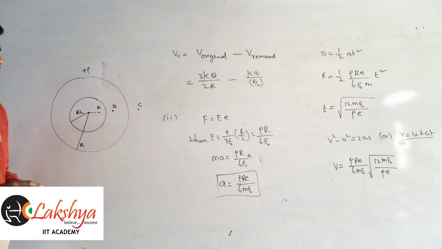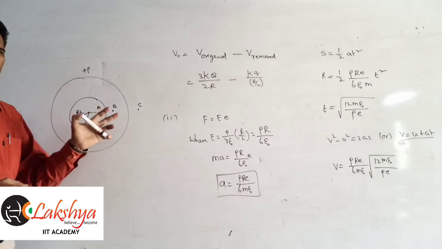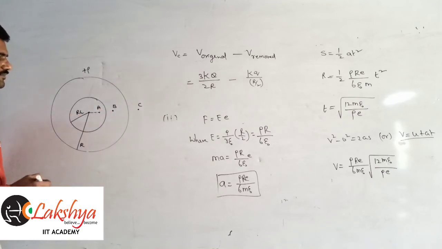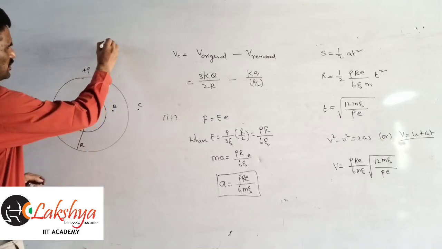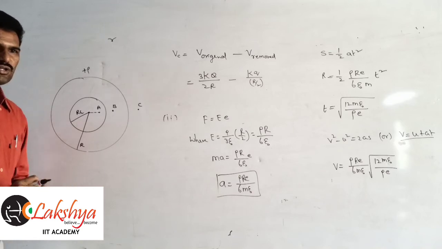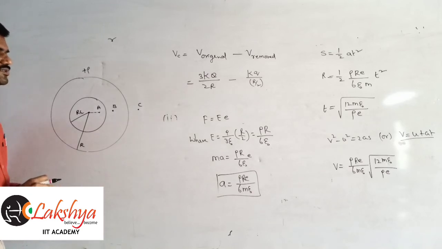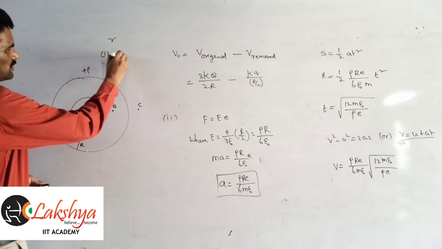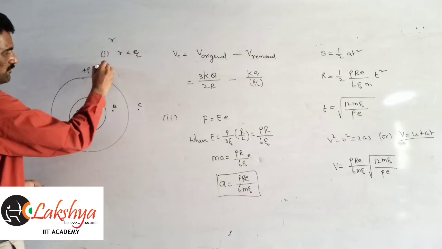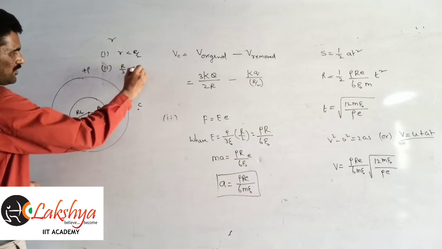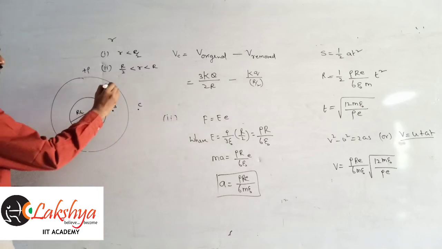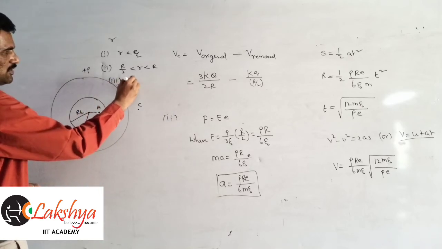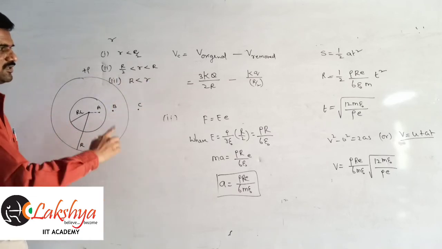Then find intensity of electric field at a distance small r from the center when r is less than R by 2, that means point A, and R by 2 less than r, less than capital R, that means point B, and the third one is when capital R is less than small r, that means outside.